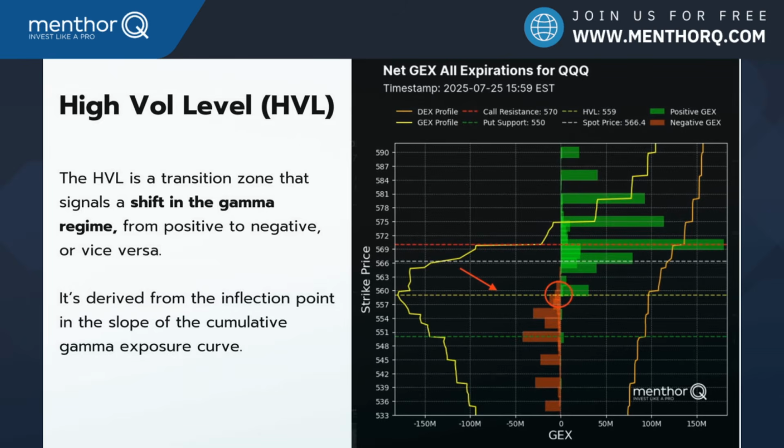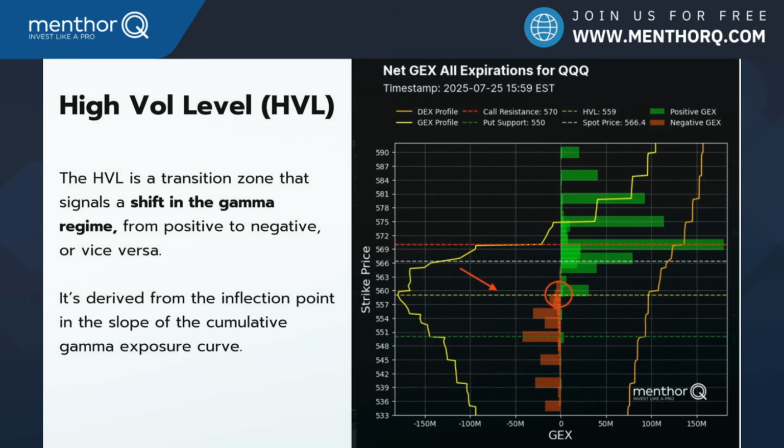All right. Now let's go into our third gamma level, which is the high volatility level, or HVL. The HVL is our transition zone, and that signals a shift in gamma regime from positive to negative, or vice versa. It's derived from the inflection point in the slope of the cumulative gamma exposure curve. So the yellow curve that you see there, that's where we see the inflection point. So what does that mean?